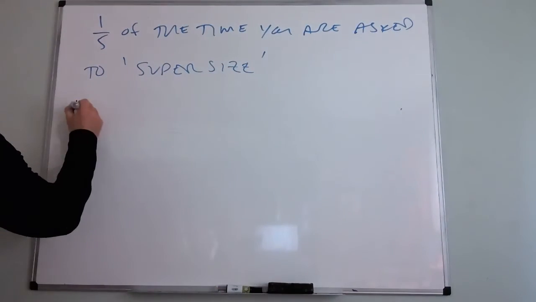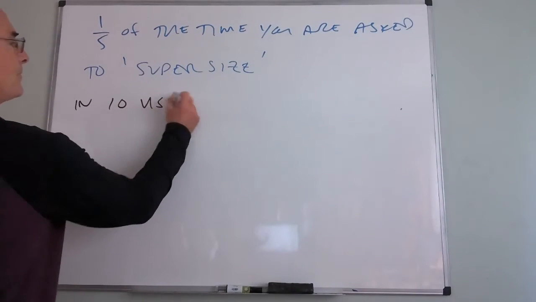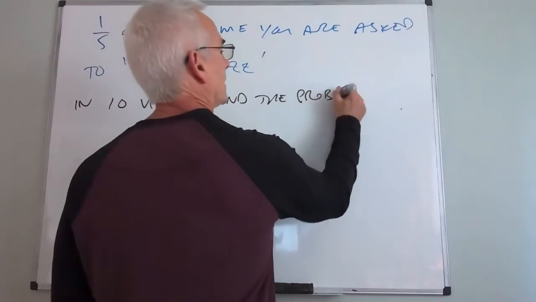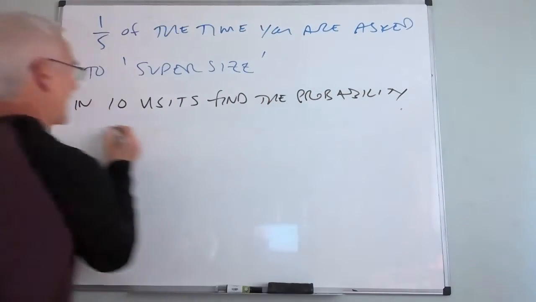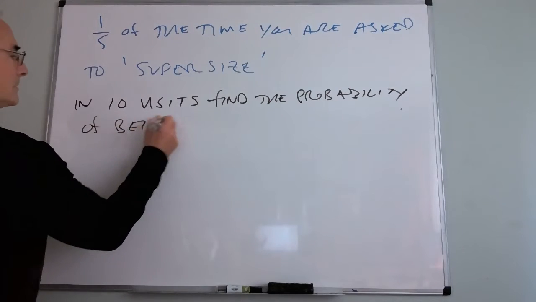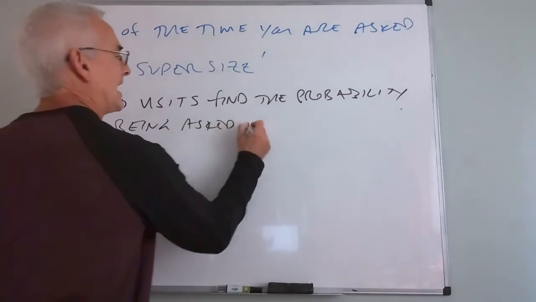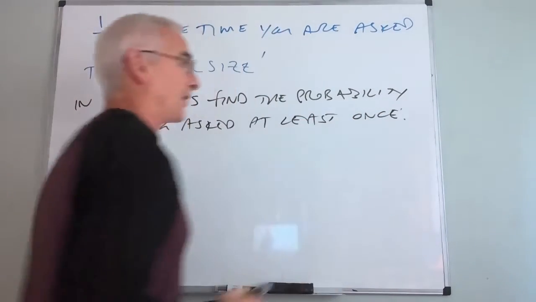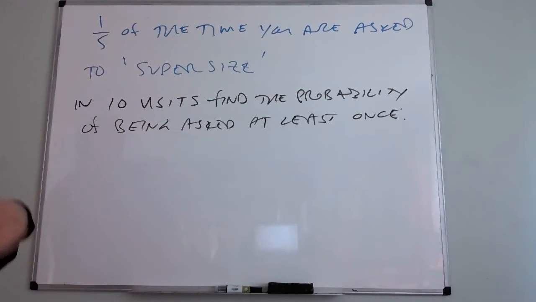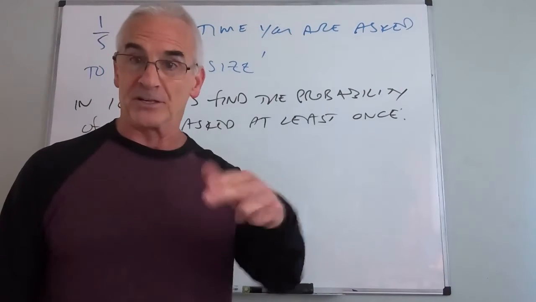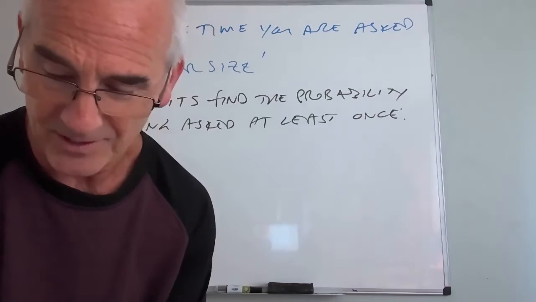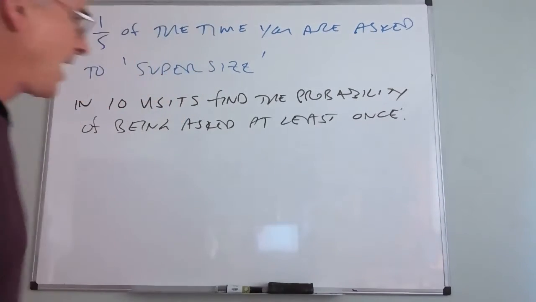So in 10 visits, I'll keep it simple, find the probability of being asked at least once. That means find the probability that you were asked 1 time, 2 times, 3 times, 4 times, all the way up to 10 times. But rather than doing 10 different calculations that are all actually not that trivial, those who've had statistics, you understand this, there's a lot going on here.